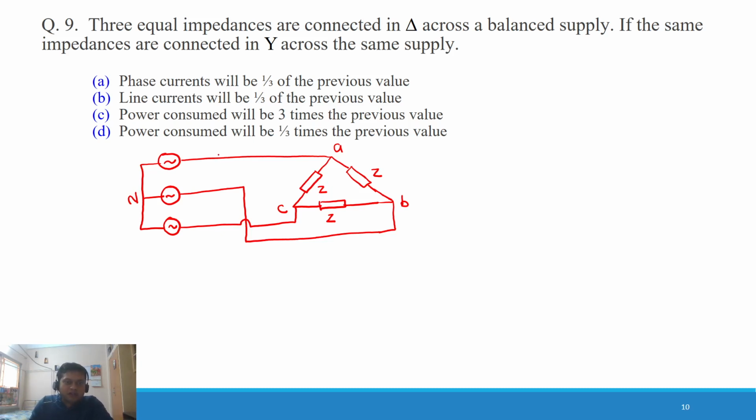Now from this, the line current will be IA, this will be VA, this will be VB, the line current will be IB, VC, and this one is IC. So this is for the delta connected load. Now the same source is connected to a star connected load. So let us draw the diagram for this also.